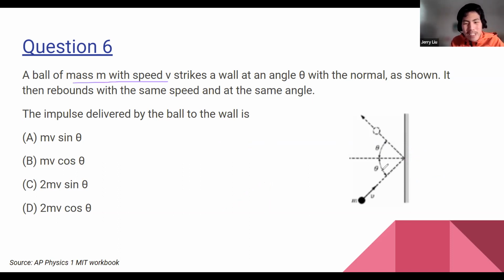So here we have a ball with mass m traveling with a velocity v, and it strikes a wall at an angle of theta with respect to a line perpendicular to it. You can look at this diagram for reference. It rebounds with the same speed and same angle. This normally happens if there's no external force, like if there's no spin or friction or anything like that.